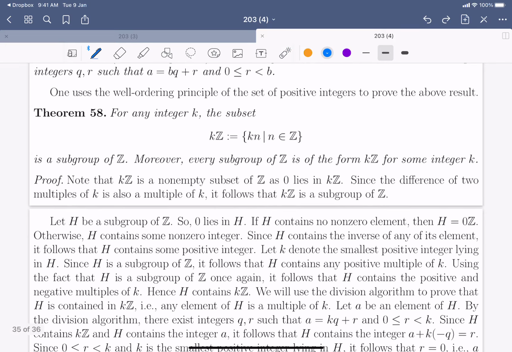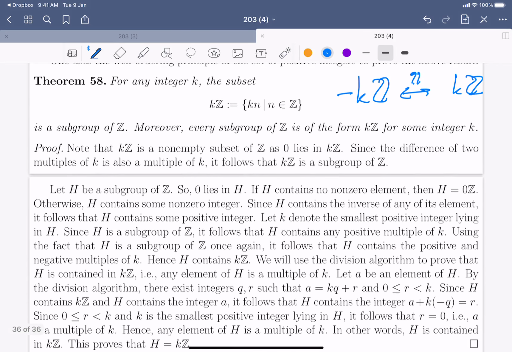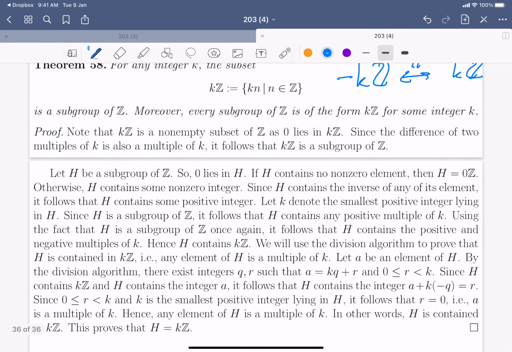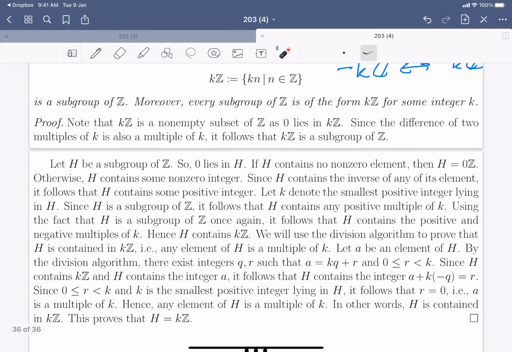You can also try to think about what is the relation between minus KZ and KZ. An interesting question to think about. I think you see the answer immediately. So now we try to get into the proof.